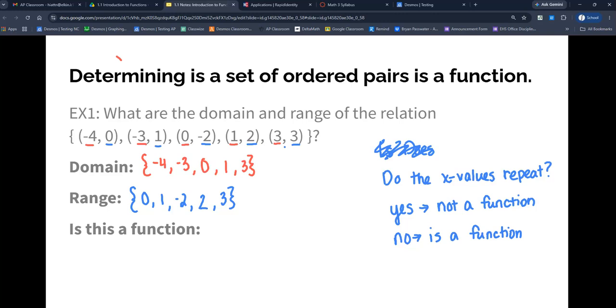What we're looking for right here is we're looking at only the x values. So if you look at -4, -3, 0, 1, and 3, do any of those numbers repeat? No. No, they do not repeat. So is this a function? Yes, it is a function for that. So if the x values do not repeat, then it is a function. Okay, so that is what we're going to do if we have a list of ordered pairs.